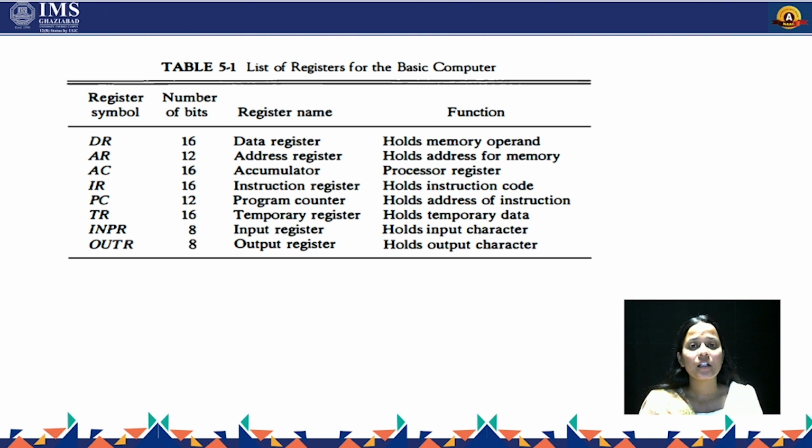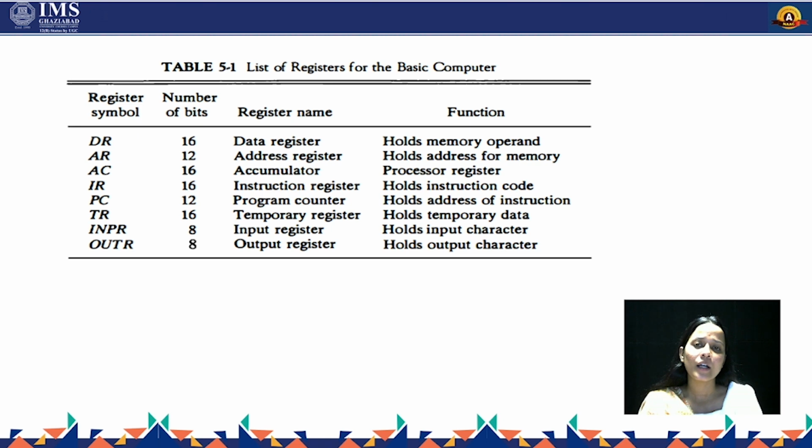AC is a special purpose register, and the synonym for the accumulator is processor register. Then we have IR. This is instruction register. It holds the instruction code. PC means program counter. It will hold the address of the next instruction which is going to be executed. Then TR is temporary register.